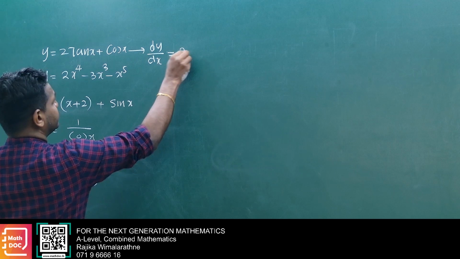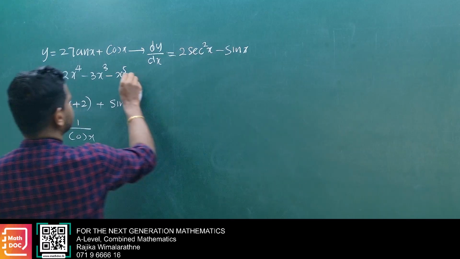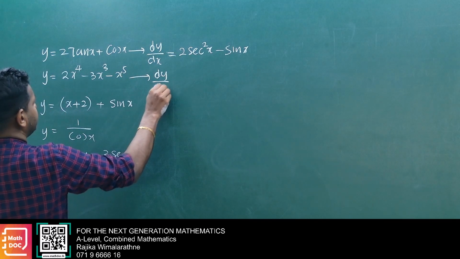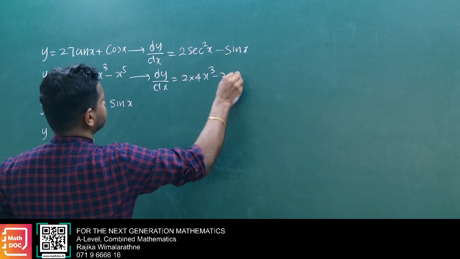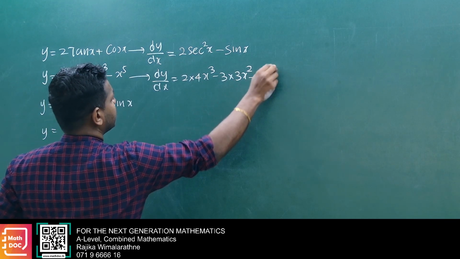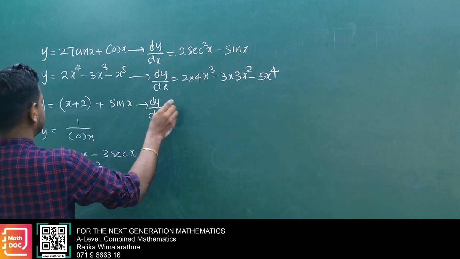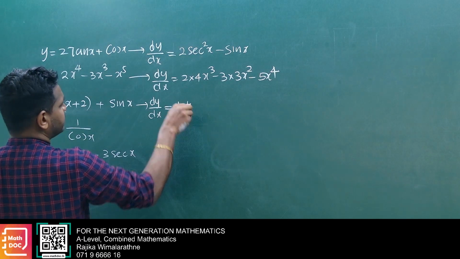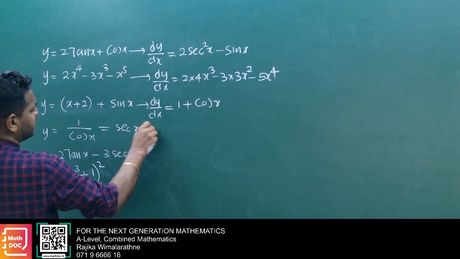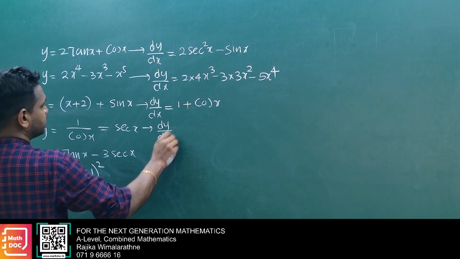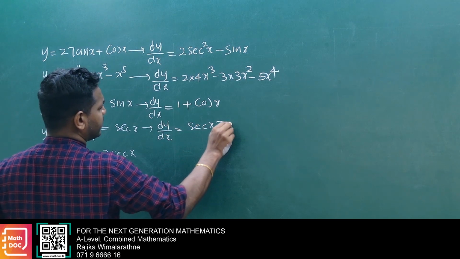dy by dx: 2 sec squared x minus sin x. dy by dx: 2 times 4x cube, 3 times 3x square, 5 times x to the power 4. dy by dx: x derivative 1, 2 derivative 0, sin derivative cos. Here this is sec. Then dy by dx, then sec x tan x.